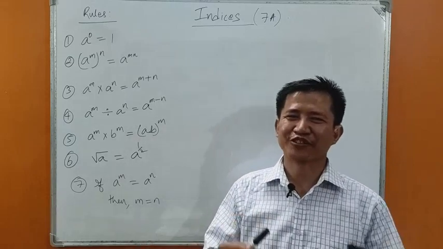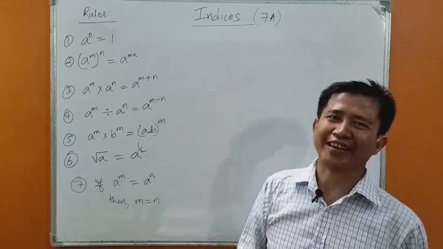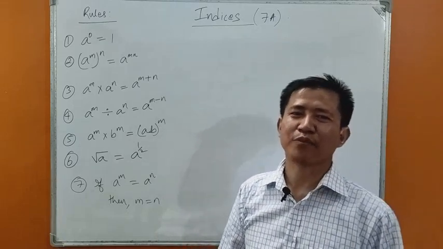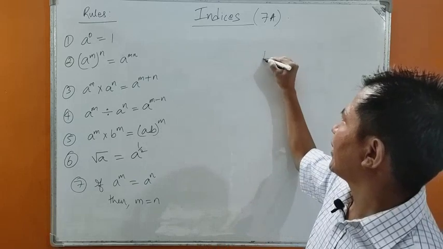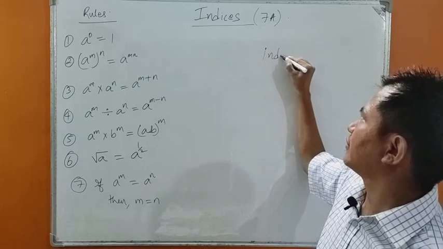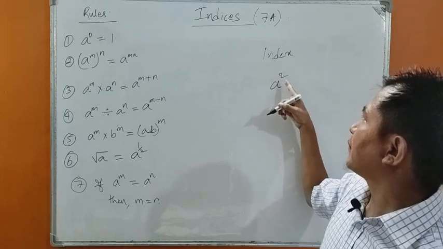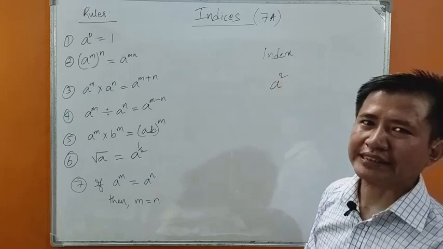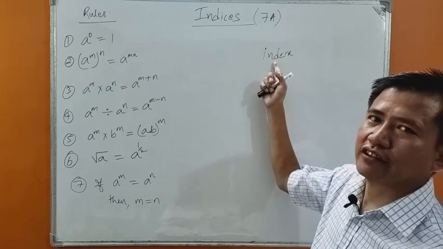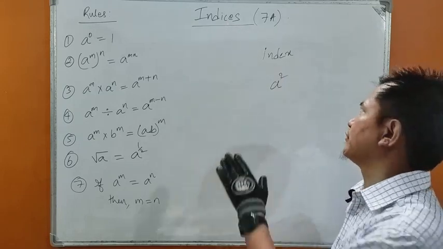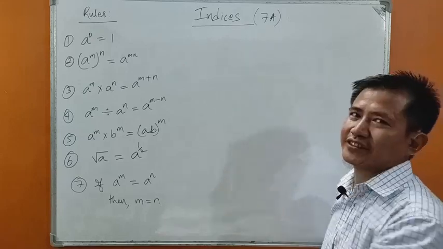So we are going to start a new chapter, and that is Indices, exercise 7a. Indices is the plural form of index. Index means power. So a to the power 2 means the index of a is 2. Index is the singular form and indices is the plural form. So we are going to learn about the powers in this chapter, isn't it?